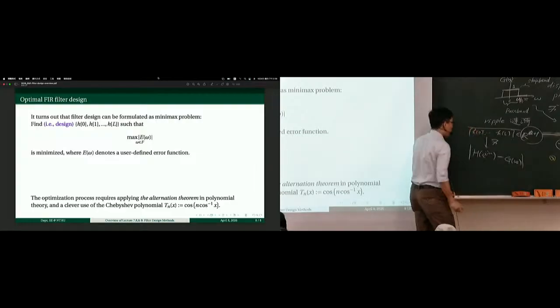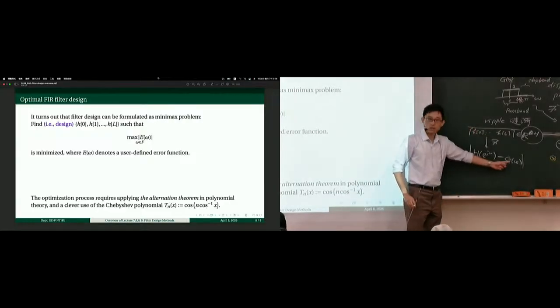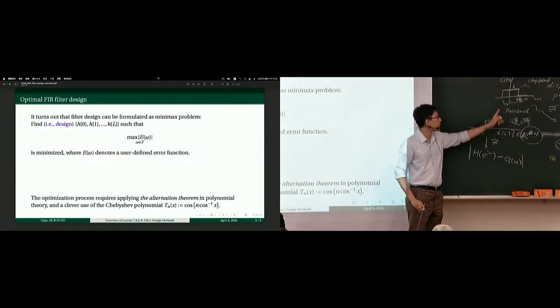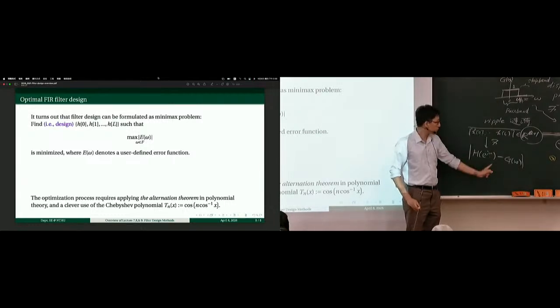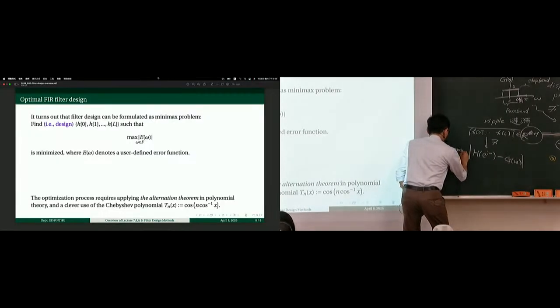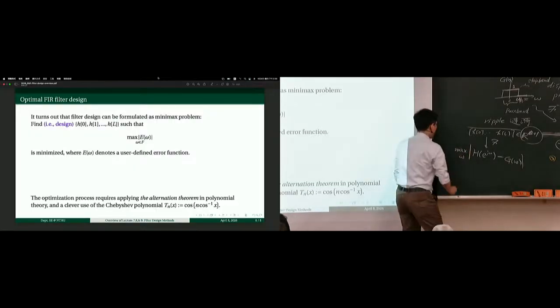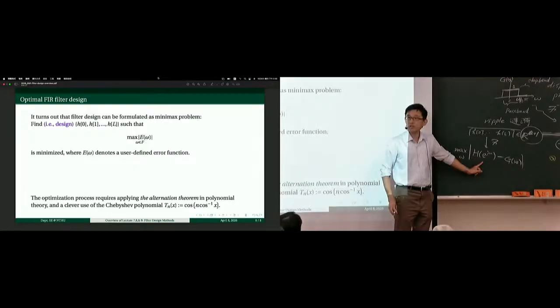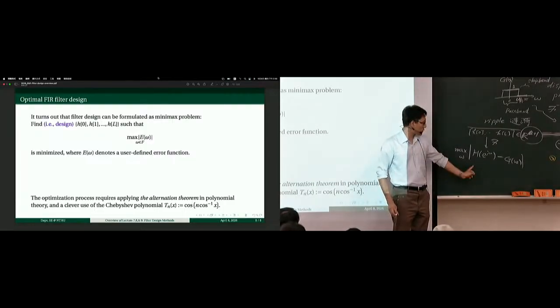So if you take the absolute value, that gives you the design error. Compare your frequency response with the desired frequency response, for example, the low-pass filter. Take the difference, and then consider the max. Consider where this error reaches its maximum. And that's something to be minimized. You see what I'm saying? Consider the maximum error, and you want to minimize the maximum error. That's the idea of optimal filter design.